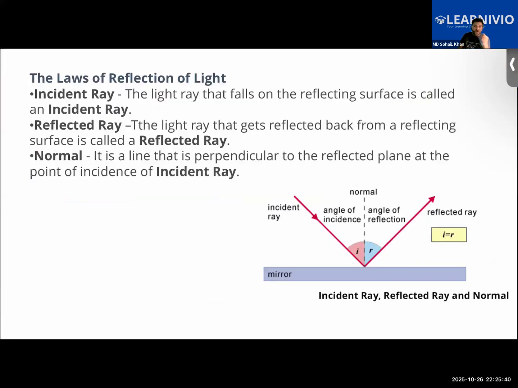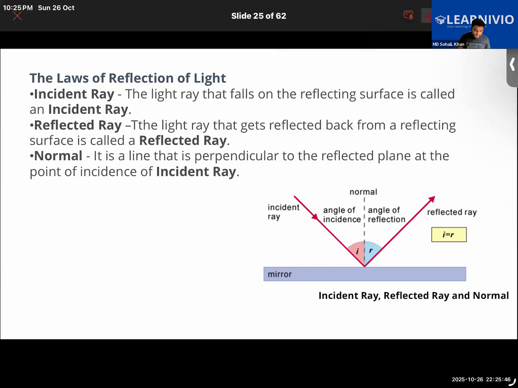Good. Now we are going to learn about the laws of reflection. If that much is clear, we'll be learning about the laws of reflection now. Refraction is not exactly the opposite, it's a completely different phenomenon.